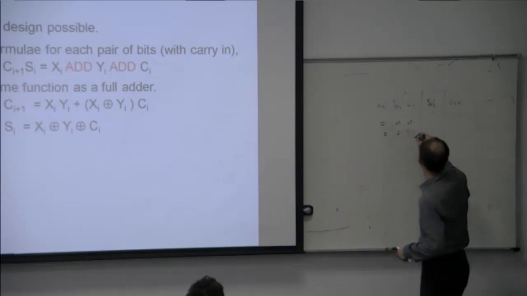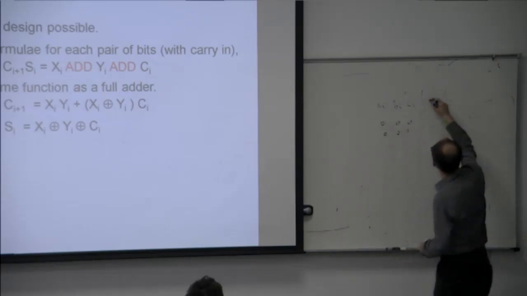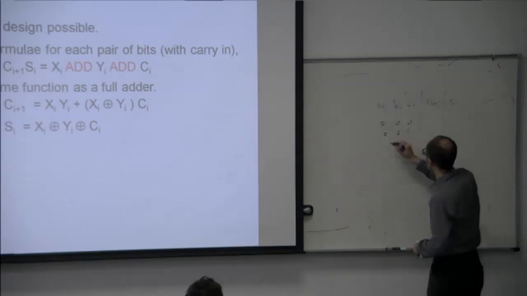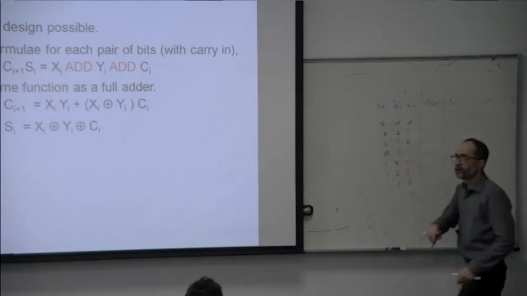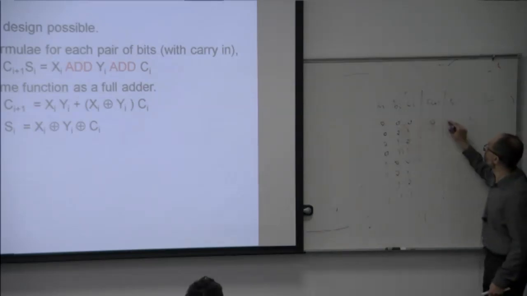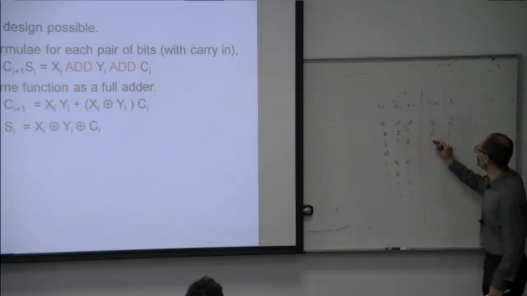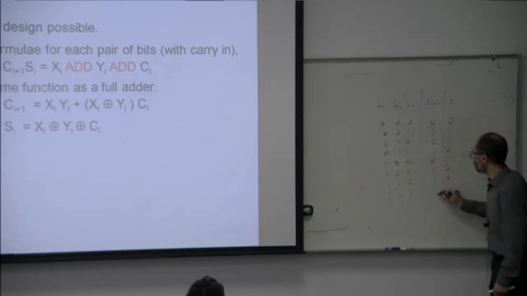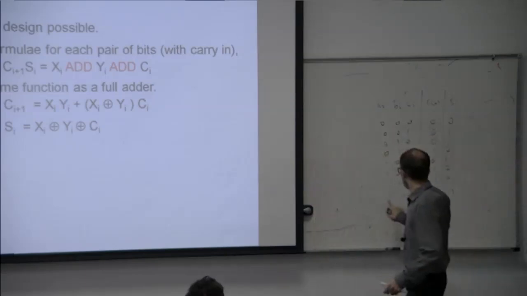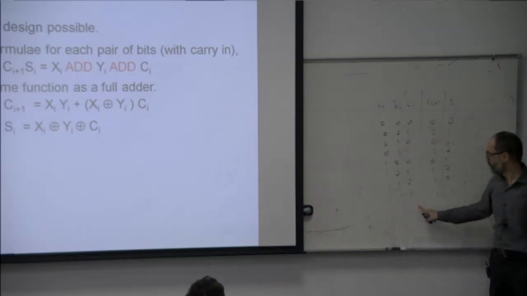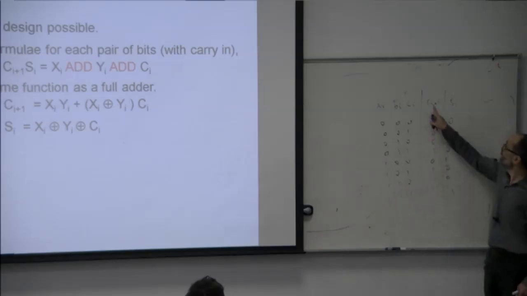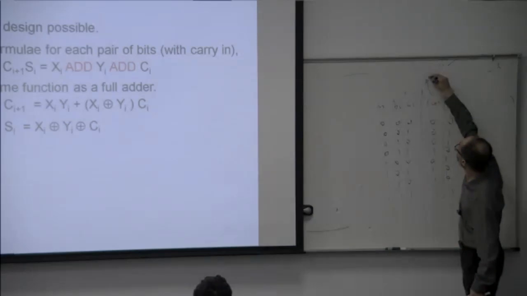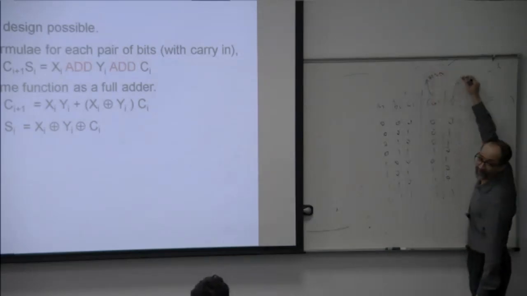So how many combinations do we have? 0, 0, 0, 0, 0, 1. I call these Ci plus 1 and Si. The input combinations run 0, 0, 0 through 1, 1, 1, with outputs 0, 0, 0, 1, 1, 0, 1, 1 and so on. How did I do it? 1 plus 1 plus 1 is 3, which gives 1, 1. 1 plus 1 is 2, which gives 1, 0. The carry is the MSB and Si is the LSB.